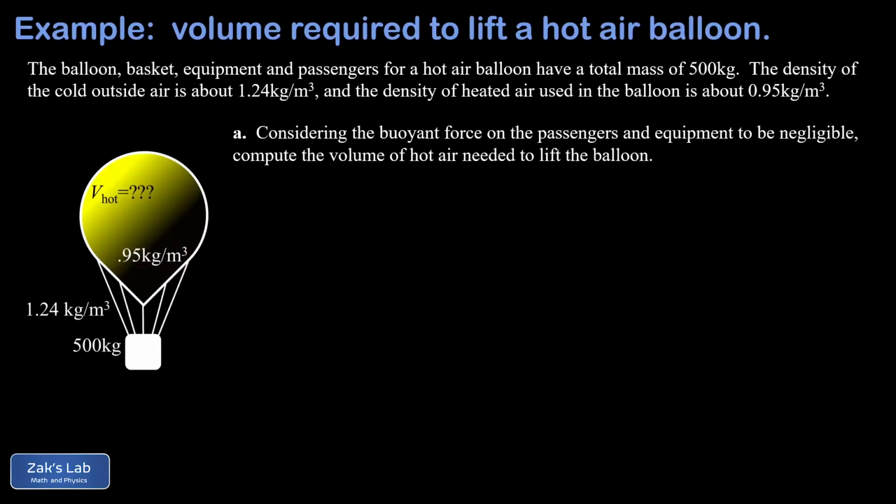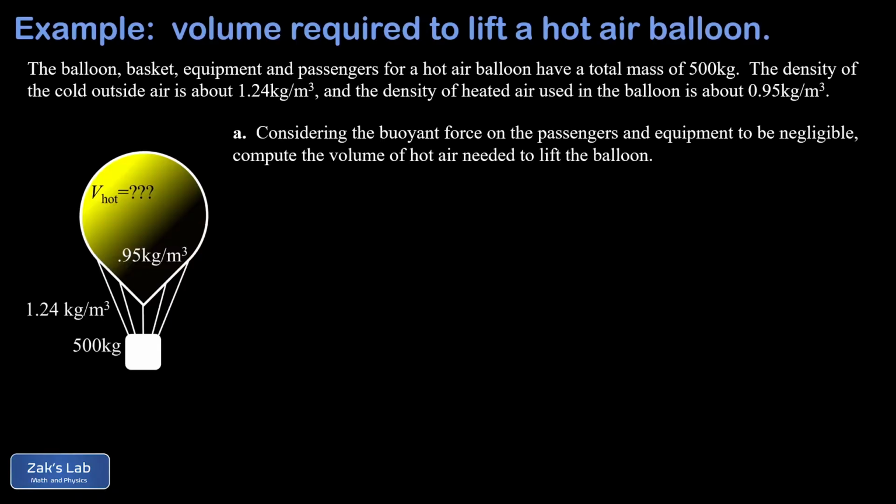In part A, we're going to compute the volume of hot air required to lift this balloon. And we're making an approximation in part A. We're ignoring the buoyant force on the passengers and equipment. They're displacing a certain amount of the surrounding air. That should generate a small buoyant force, but it turns out to be a very small percentage compared to the buoyant force exerted on the balloon itself. In part B, we're going to relax that assumption and get a slightly more precise answer to the question.